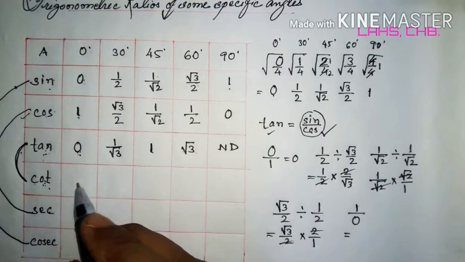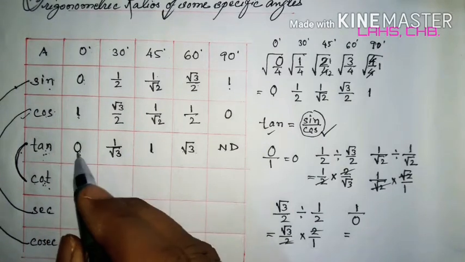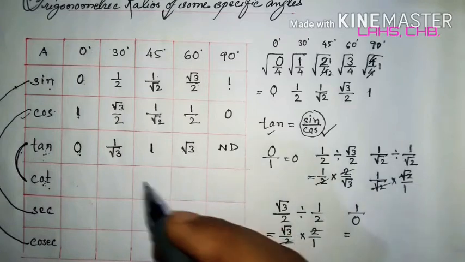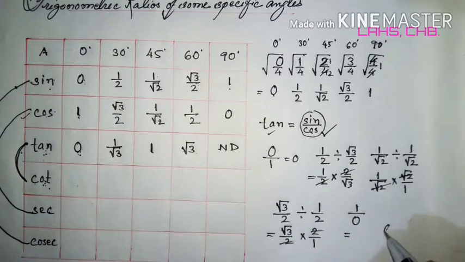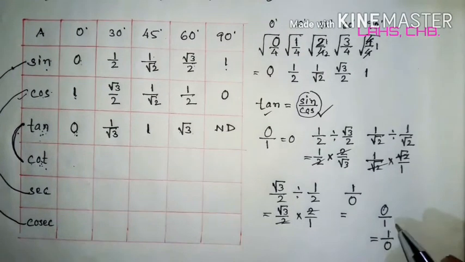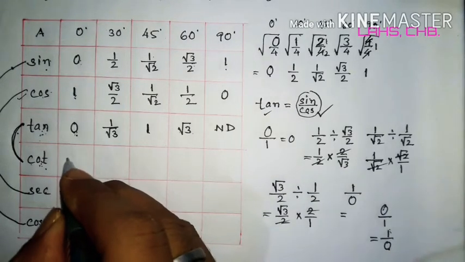So cot 0 degree value is the reciprocal of 0. Reciprocal of 0, that means 0 by 1. Reciprocal of it is 1 by 0. That means a number divided by 0. So any number when it is divided by 0, the answer is not defined.